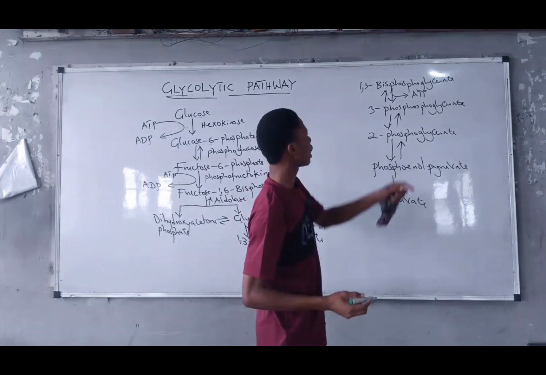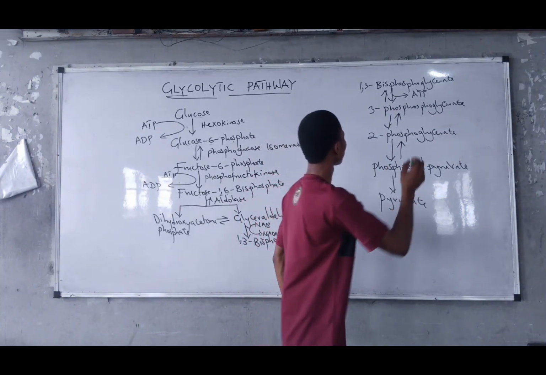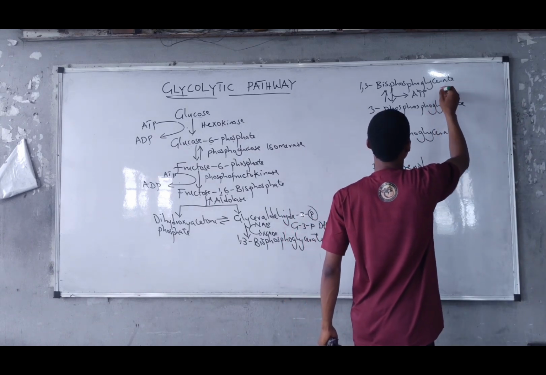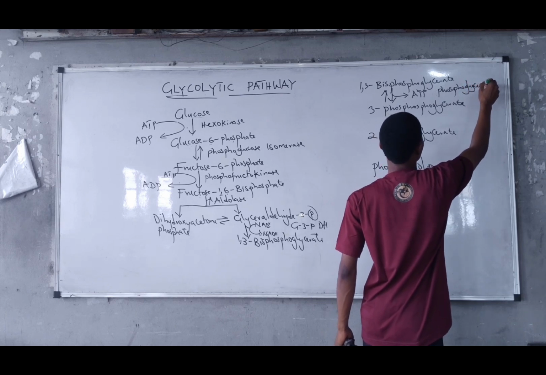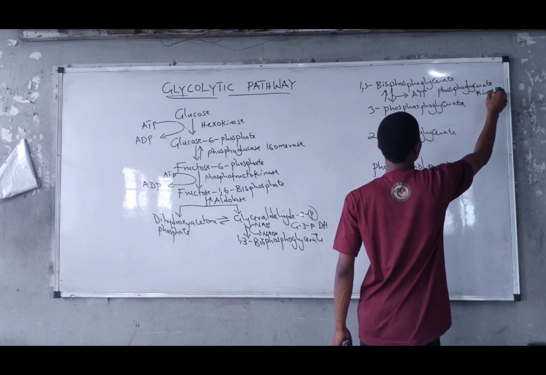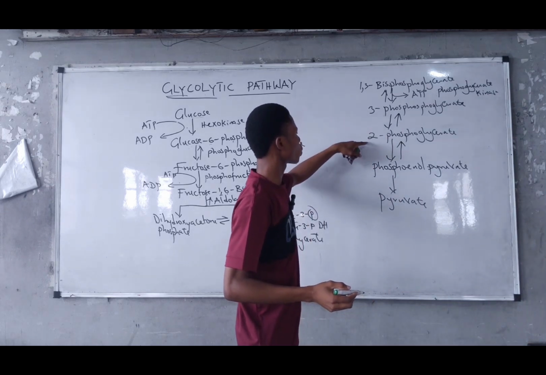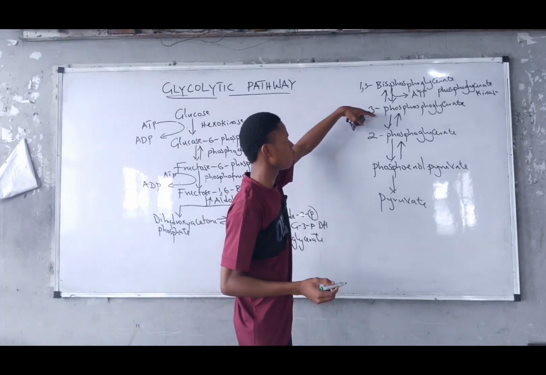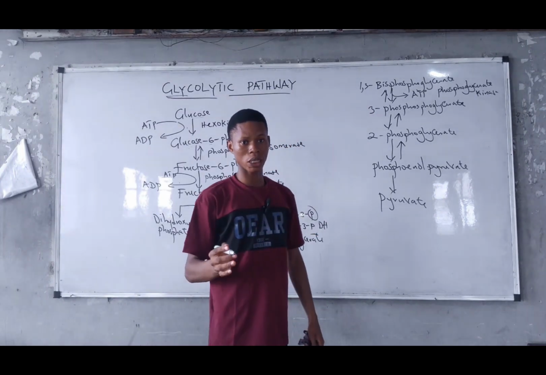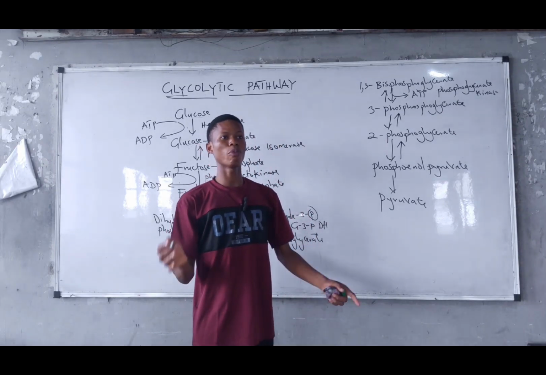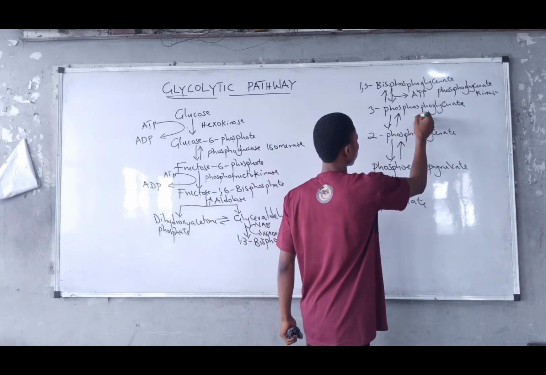Now, 1,3-bisphosphoglycerate to 3-phosphoglycerate is catalyzed by the enzyme phosphoglycerate kinase. Now, from 3-phosphoglycerate to 2-phosphoglycerate, you can see that the phosphate group is just moving from position 3 to position 2. So the name of that enzyme is called a mutase. Mutase is any enzyme that moves a particular group from one position to another position.